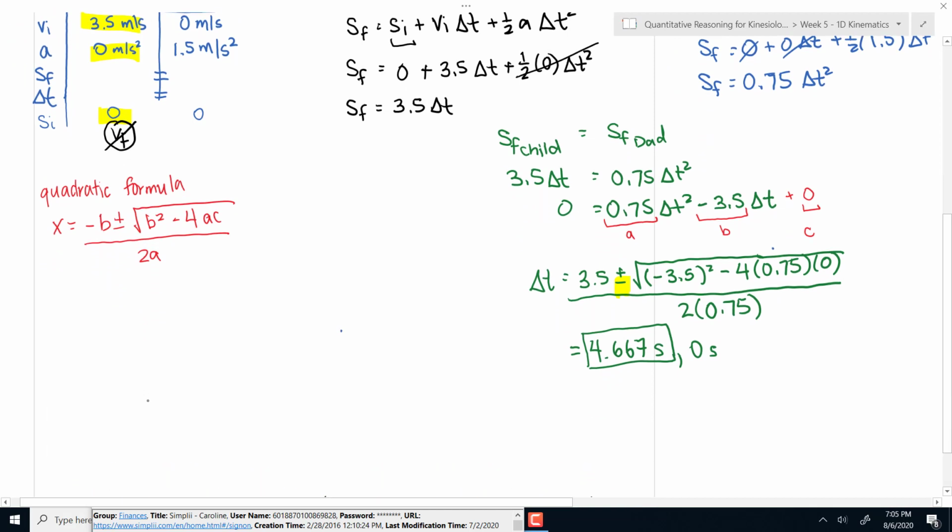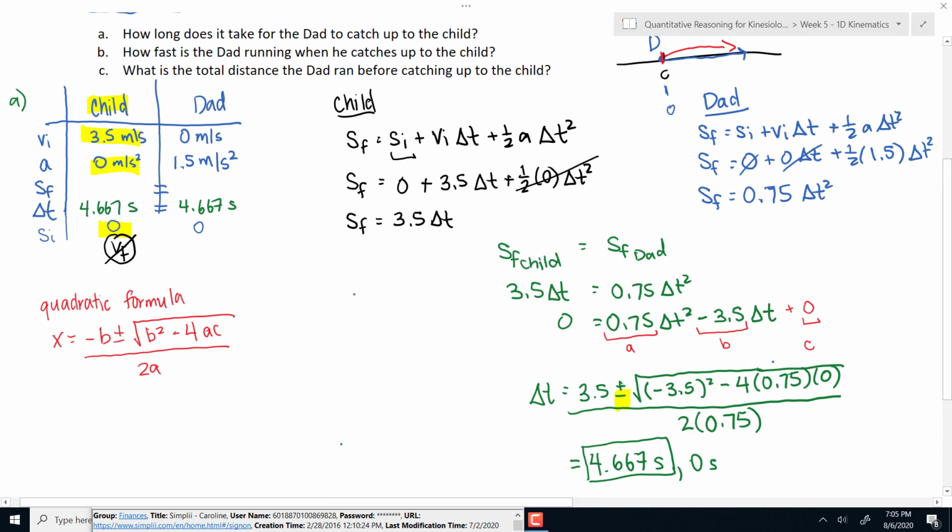Okay, so if we want, we can put this 4.667 seconds in this table for both the child and the dad. So we're looking, how fast was the child running?